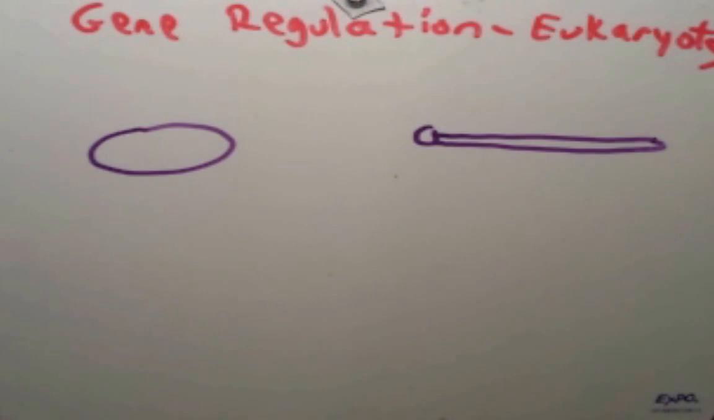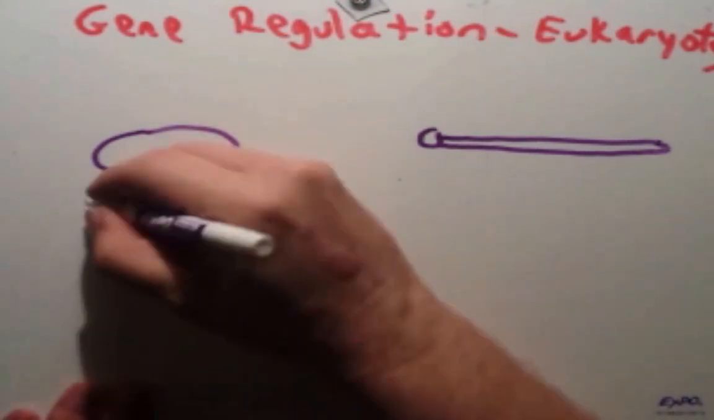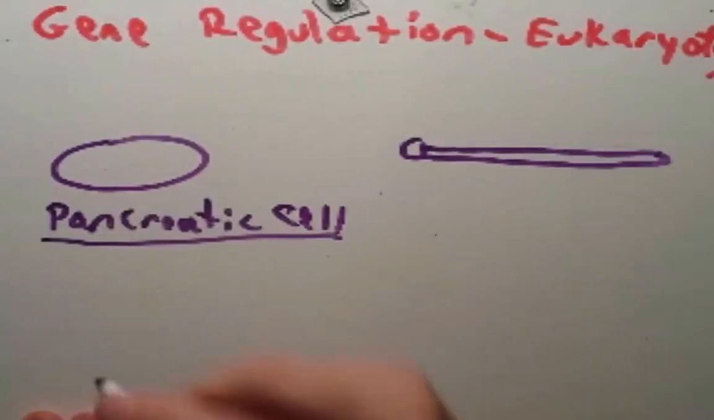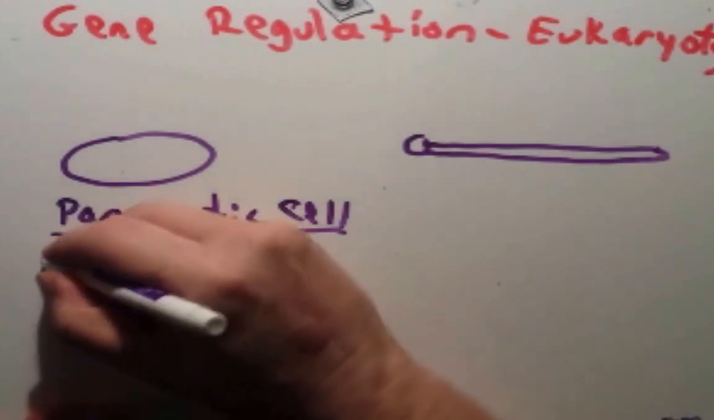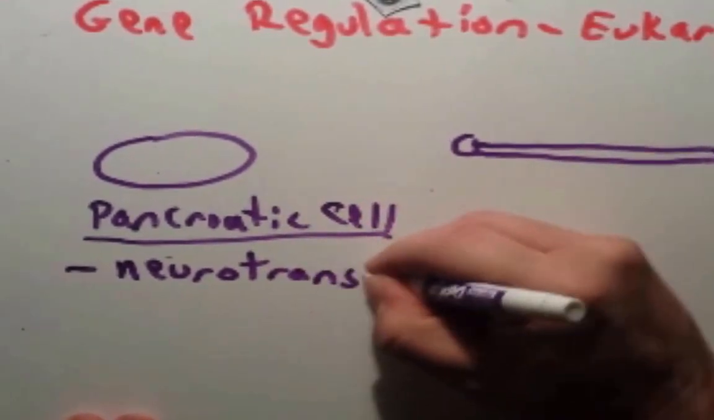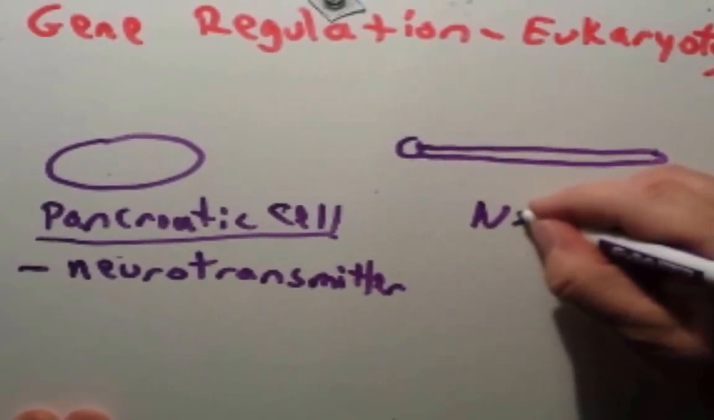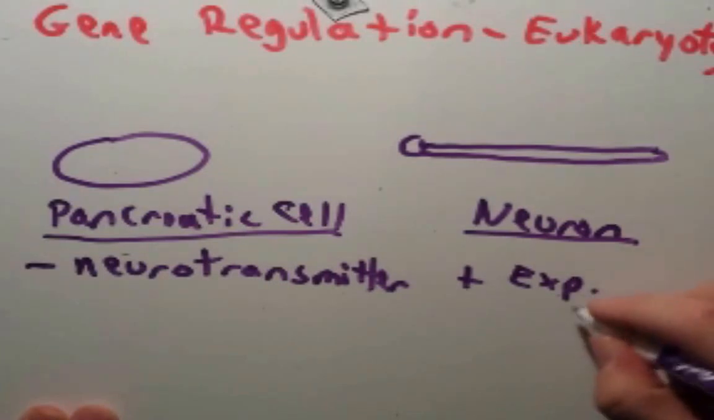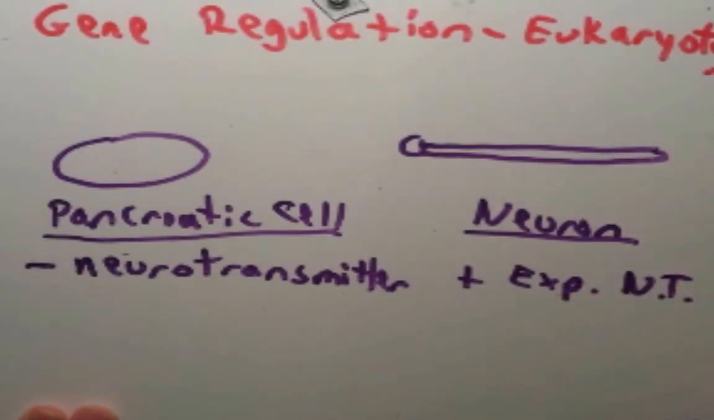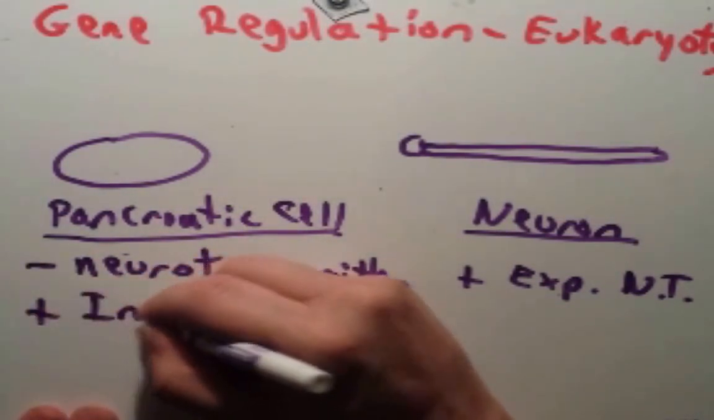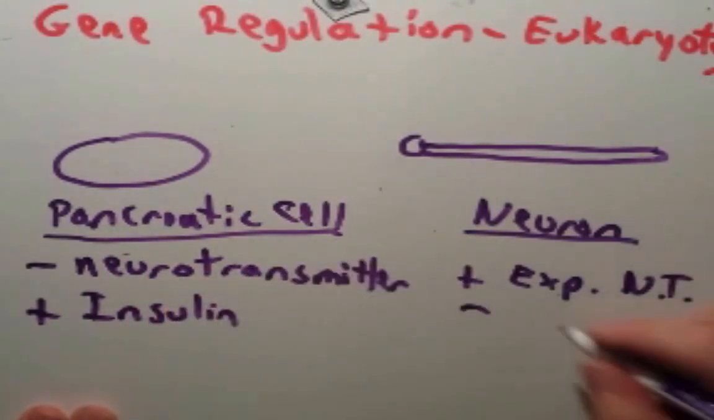And we could talk about other organisms as well. I'm just going to refer to humans here. Even though they have the same 22 or so thousand genes, the pancreatic cell doesn't want to express, so I'll put a minus, neurotransmitters. However, the neuron does want to express, I'll abbreviate this because of space, express neurotransmitters. However, the pancreatic cell does want to express insulin, but the neuron doesn't.